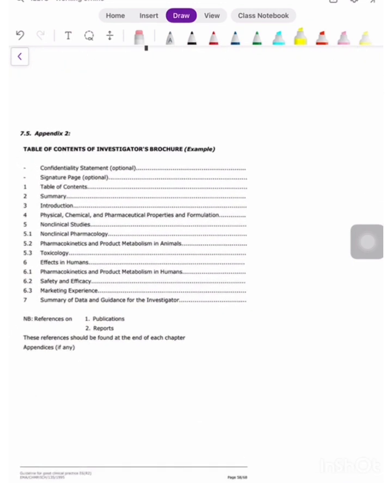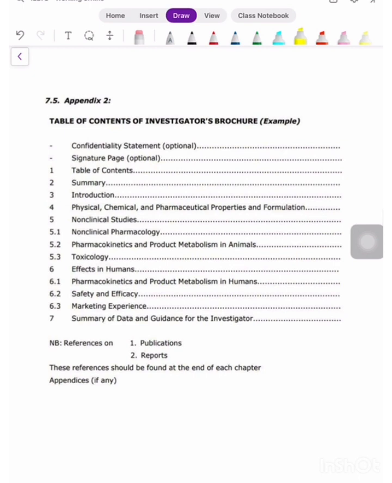So this is Appendix 2. This is the table of contents of the Investigator's Brochure. An example: first is the title page, confidentiality statement optional, signature page optional. Then this is the table of contents. Then I get summary, introduction, physical, chemical and pharmaceutical properties and formulation.